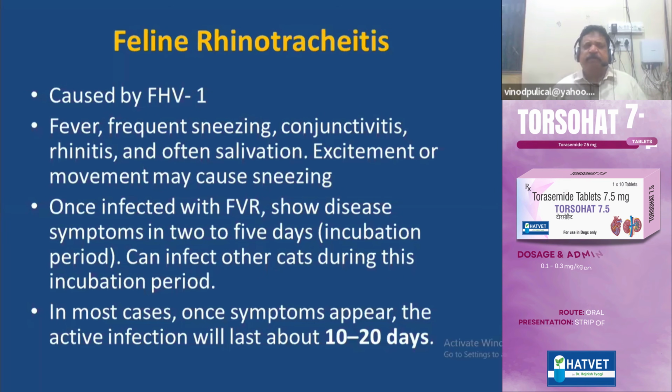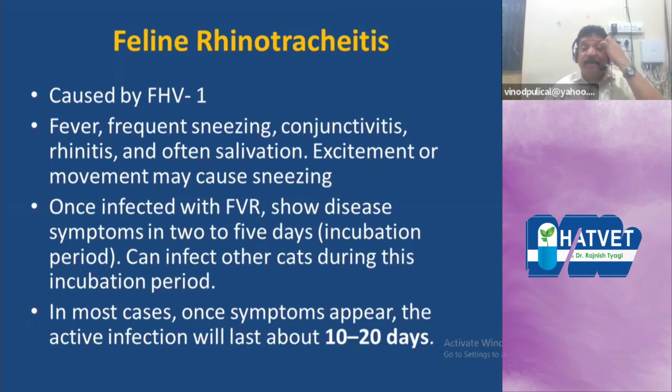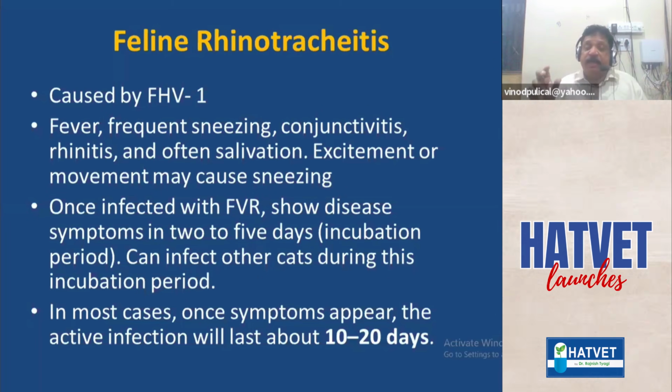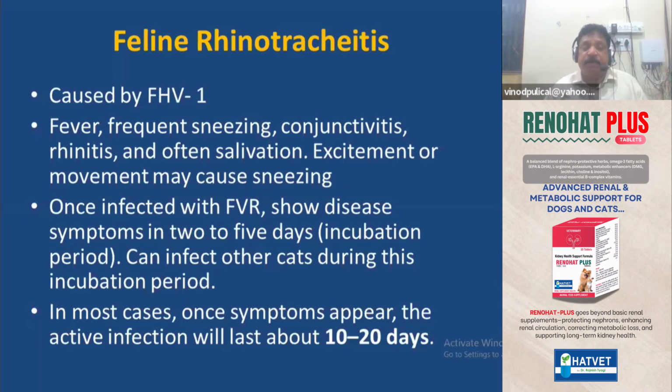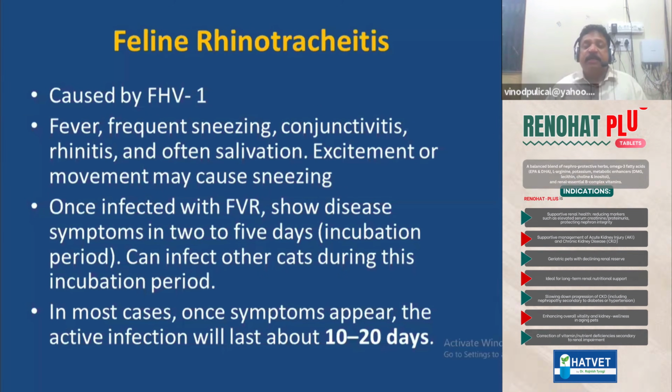Feline rhinotracheitis is caused by feline herpes virus 1. It has fever, is highly contagious, and we can prevent it by vaccination. Many vaccines containing 3 antigens are available. Signs are fever, frequent sneezing, conjunctivitis, rhinitis, and often salivation. Excitement or even some small movement can cause sneezing.